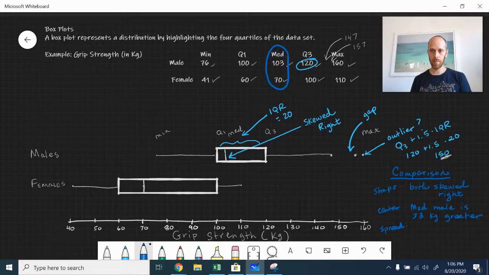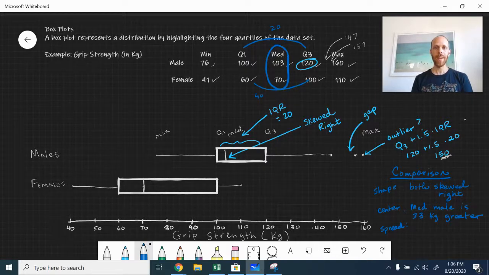Now for the spread, when you're looking at the box plot, recall there are three kinds of spread. There's the standard deviation, the IQR, and the range. However, you can only see two of those when you're looking at a box plot. The one that you can't see is the standard deviation, so we don't talk about that. The range is not informative because there are outliers, so we're going to use our interquartile ranges here. The IQR for the male data, as we already talked about, was 120 minus 100 is 20, and the IQR for the female data is 40.